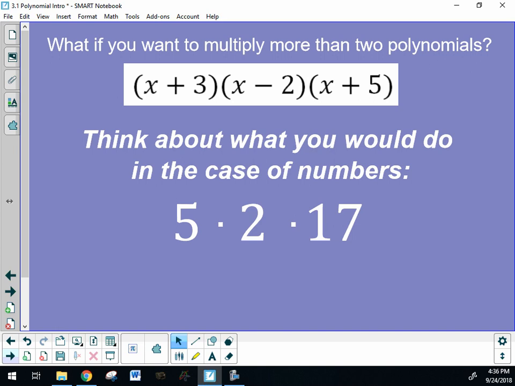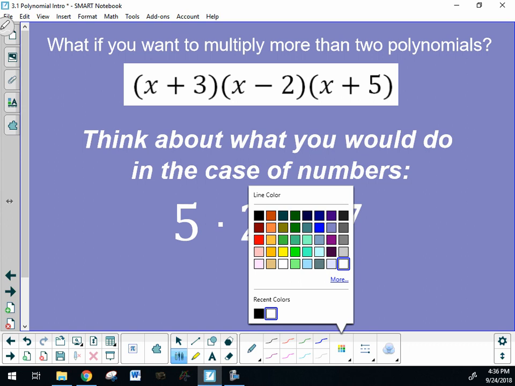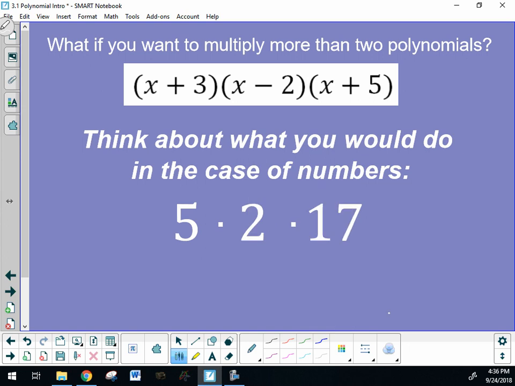5 times 2 times 17. Well, most people can look at this and sort of see an answer of 170. And it's okay if you're not there, but let me show you why some people might get to 170 pretty quickly. They think about this, 5 times 2, and that's something that you probably know is 10. So by timesing these two together and getting this product 10, I can take that result and multiply it by the third thing to get my answer, 170.